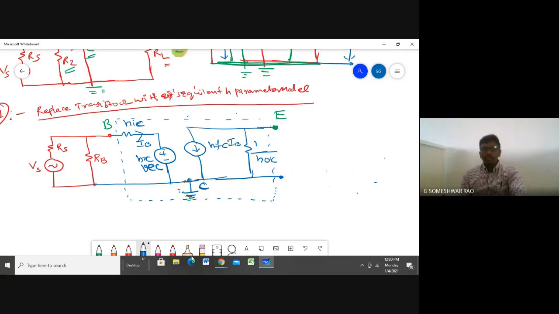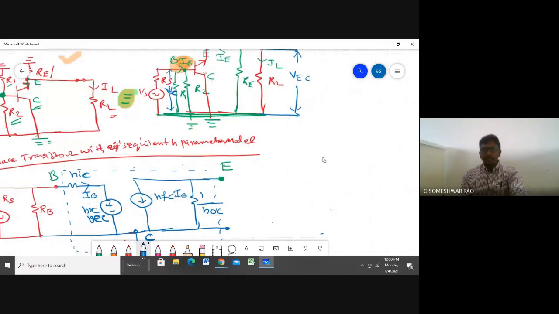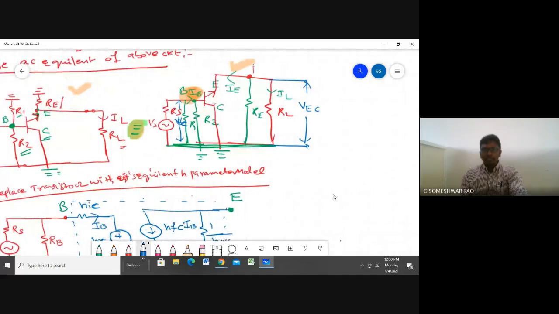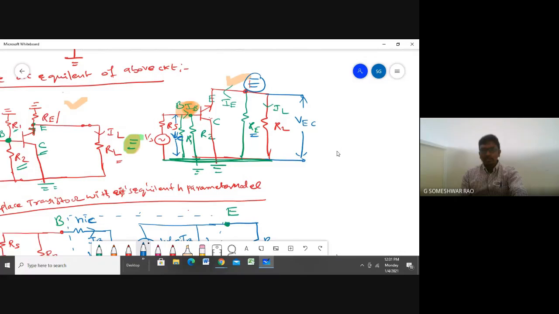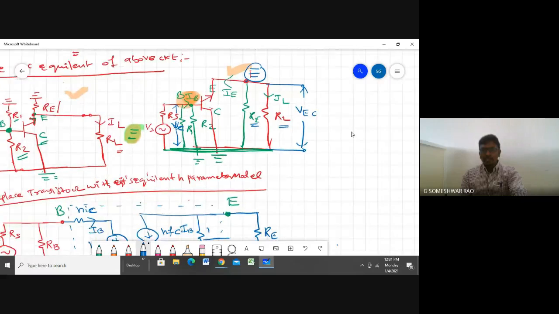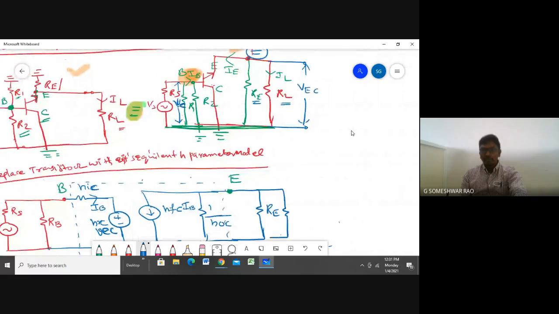Now draw the remaining part of the circuit. This one is the emitter, and to the emitter we have an RE. So we have to draw RE here, which is grounded. What is the other one? We also have an RL across the emitter. What is the current flowing through this one? It is nothing but IL. And the voltage across this is nothing but VEC.